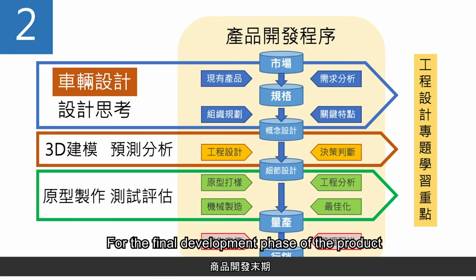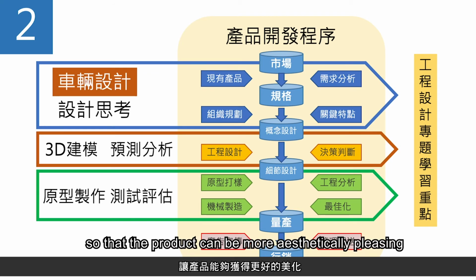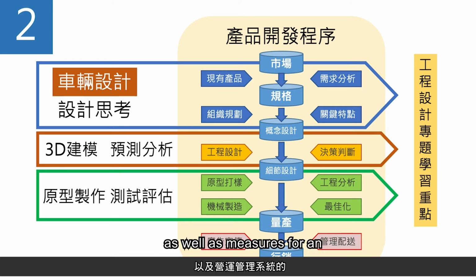For the final development phase of the product, we need to think about how to mass produce and need for future marketing so that the product can be more aesthetically pleasing, as well as measures for operational management systems. These are the main points of attention for the study of requirements and the industrial design process.